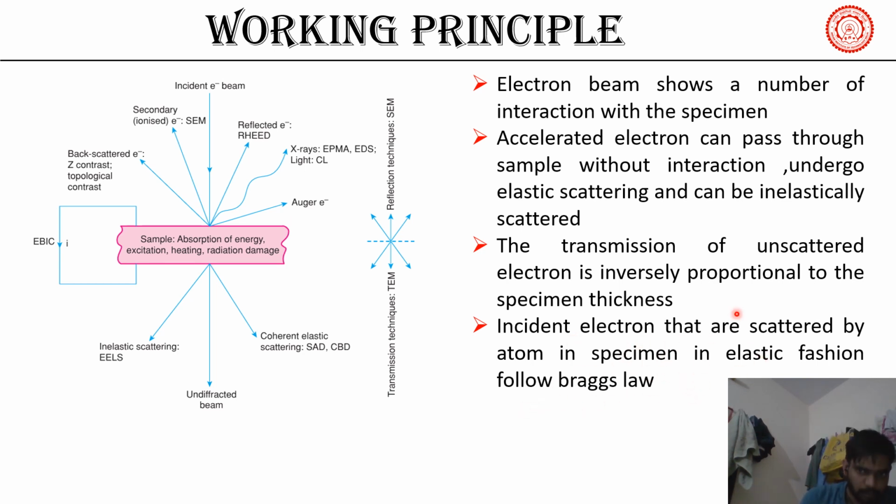This will be discussed further. We have two modes of transmission electron microscopy. One is image mode and the second one is diffraction mode.